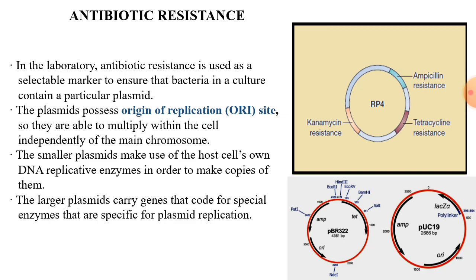Here is a picture of the synthetic plasmids, that is pBR322 and pUC19. These two are generally used as selectable markers in DNA transfer experiments to ensure proper transfer of vector in the host chromosome.